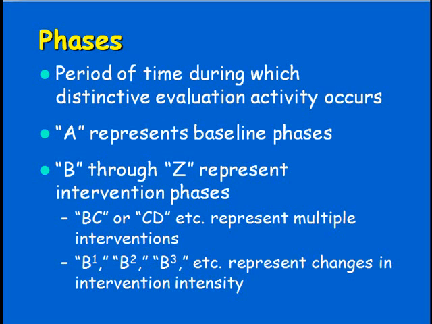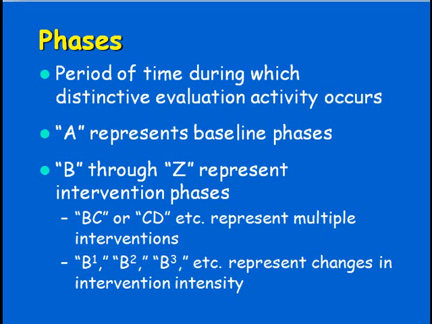If you have two letters together, like BC, CD, that represents multiple interventions. So if you had A-BC, that would mean that you did your baseline and you stopped, started your intervention, and your intervention was composed of your cognitive behavioral therapy in addition to the psychotropic medication.